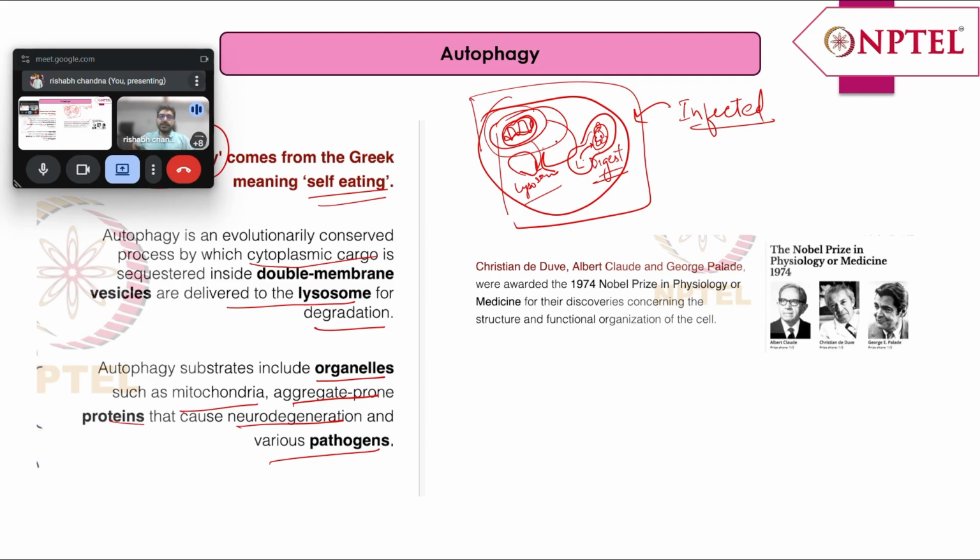Okay, and because it is an important discovery, and this is how a cell maintains its integrity and the function that it performs, it is actually a Nobel Prize discovery. Sir Dubé, Claude, and Pallad were awarded the Nobel Prize for the discovery of autophagy, in 1974.